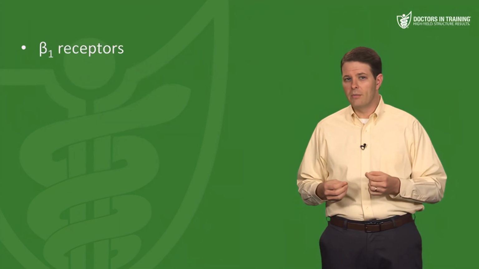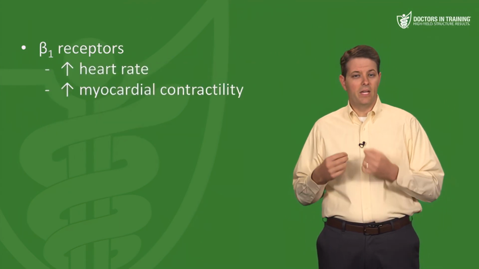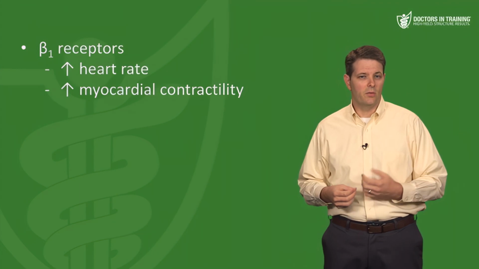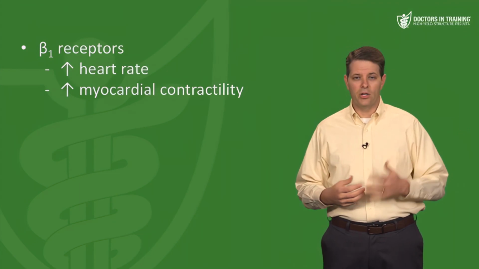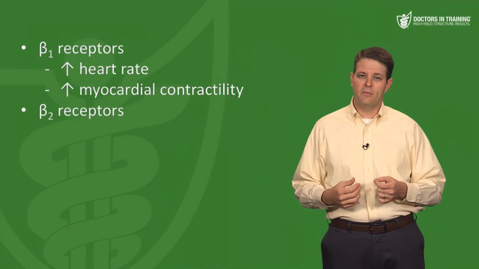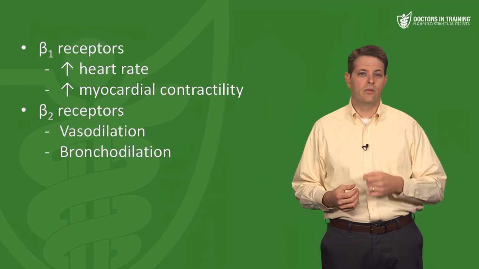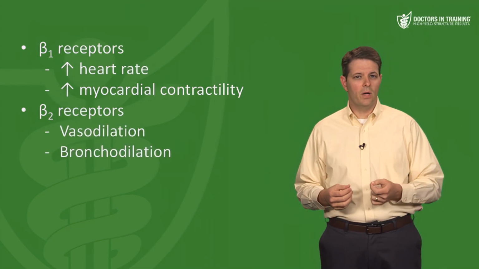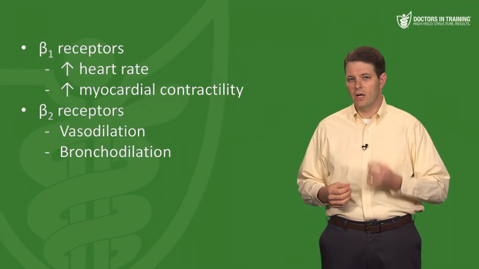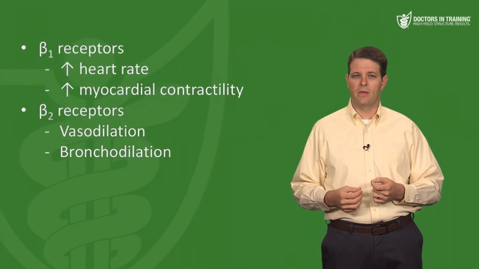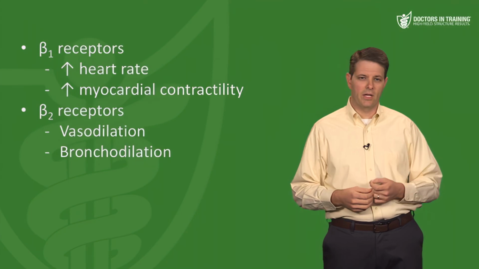Now beta-1 receptors increase heart rate and they increase myocardial contractility. That's why adrenaline makes your heart pound in your chest. Beta-2 receptors cause vasodilation and also some bronchodilation. So for beta-1, I want you to think about increased heart rate and contractility. For beta-2, I want you to think about vasodilation and bronchodilation.